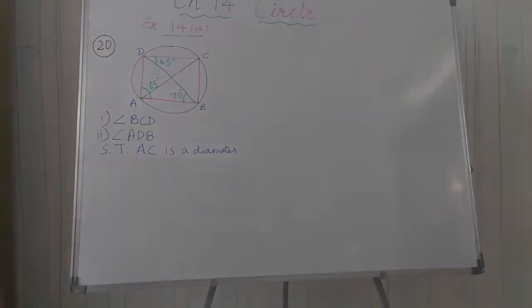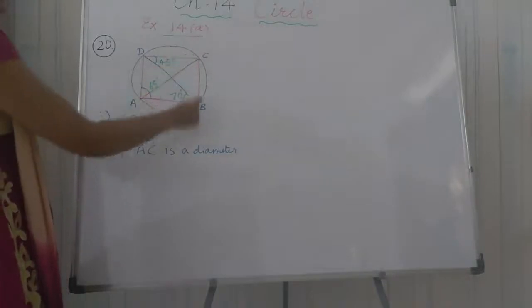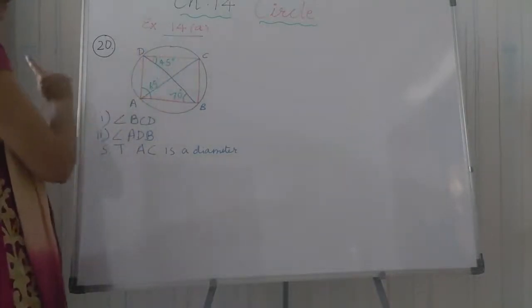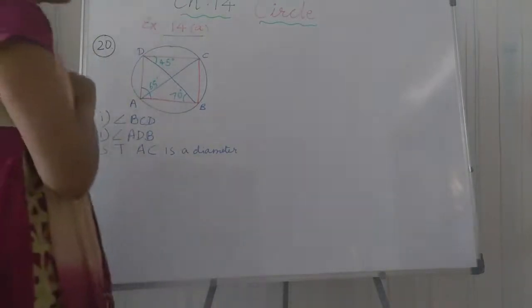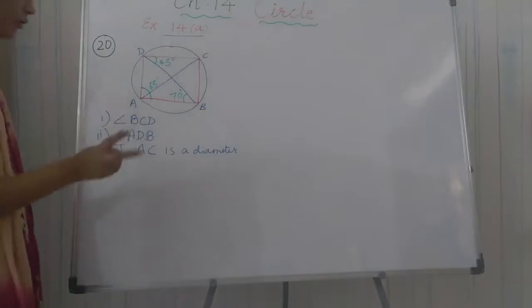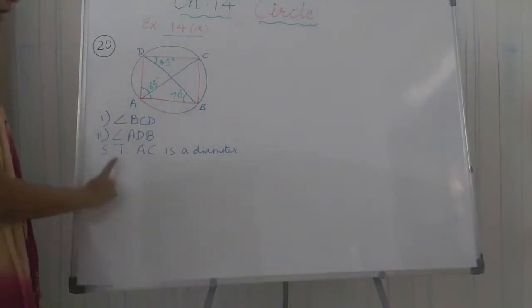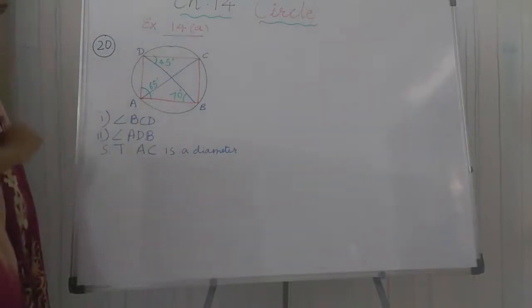Let us start question number 20 here. This is the circle given to you. ABCD is the cyclic quadrilateral given. The angles 45 degrees, 65 degrees and 70 degrees are already given in the figure, and you have to calculate angle BCD, angle ADB and show that AC is a diameter. That means three things we have to find out here.